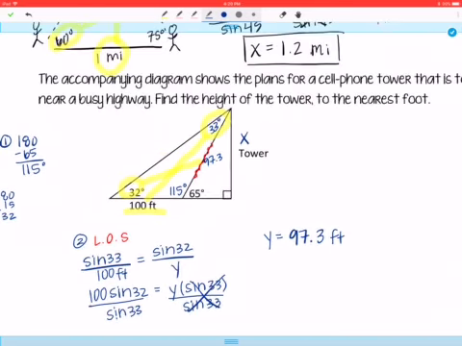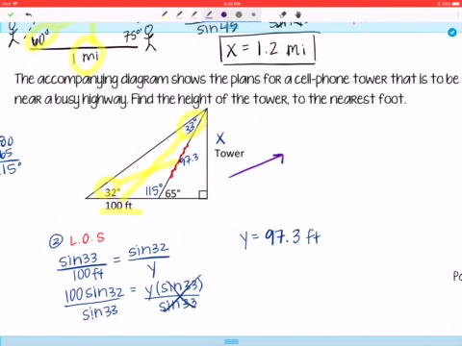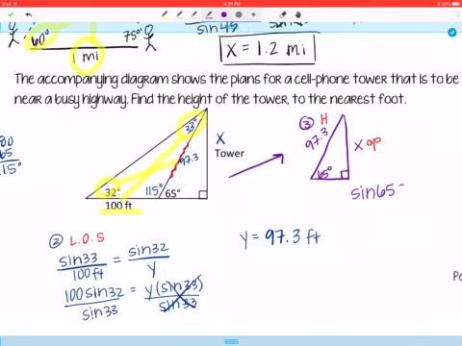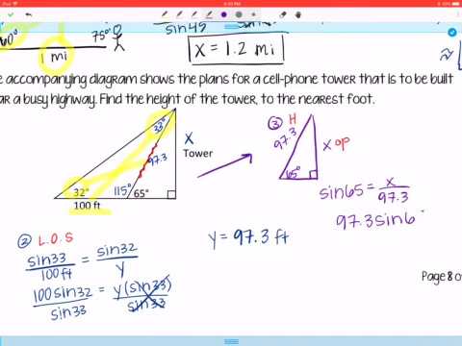From there, you can look at the right triangle individually. We're looking for the height of the tower, and this is 97.3. From our angle of 65 degrees, this would be the opposite and this would be the hypotenuse, so this would be sine. So sine of 65 equals x over 97.3. Multiply 97.3 and sine 65, and we get that the tower is 88.2 feet tall.